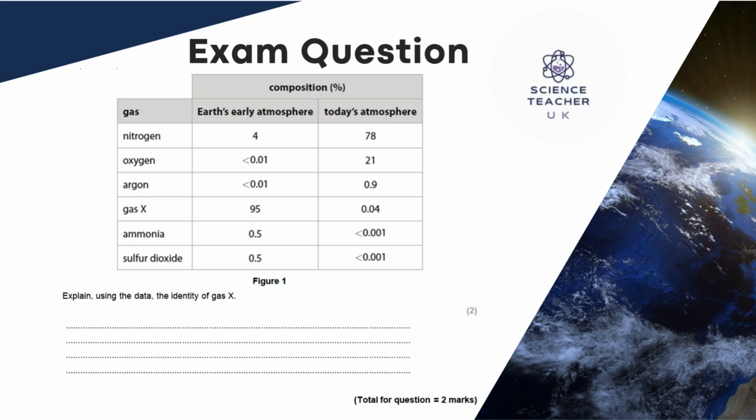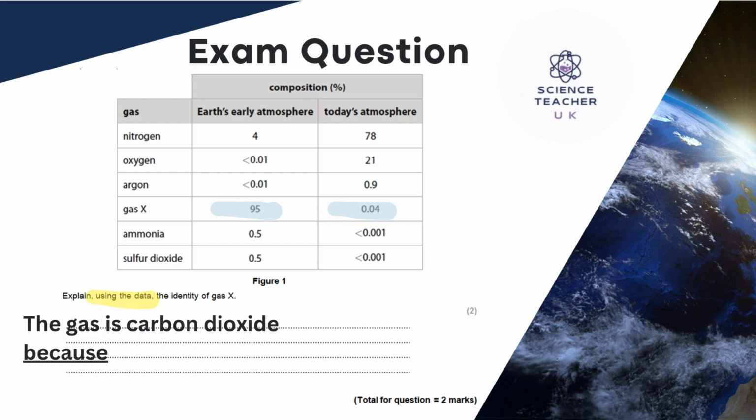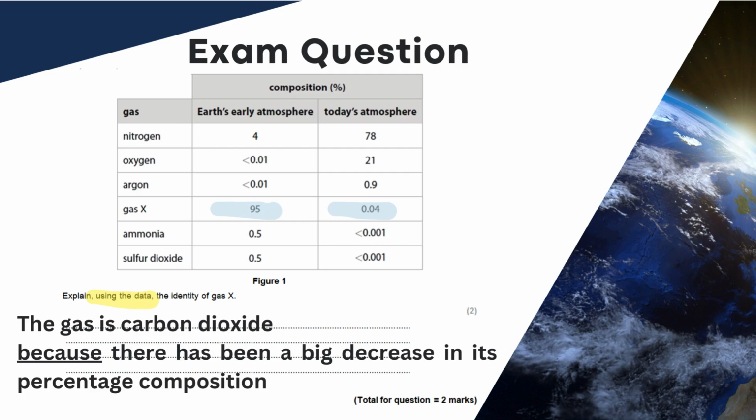In this question, you need to identify gas X by comparing its percentage in the Earth's early atmosphere compared with today's atmosphere. You need to do more than just name the gas for 2 marks, because as it says in the question, you need to use the data in the table. So the gas is carbon dioxide because there has been a big decrease in its percentage composition.